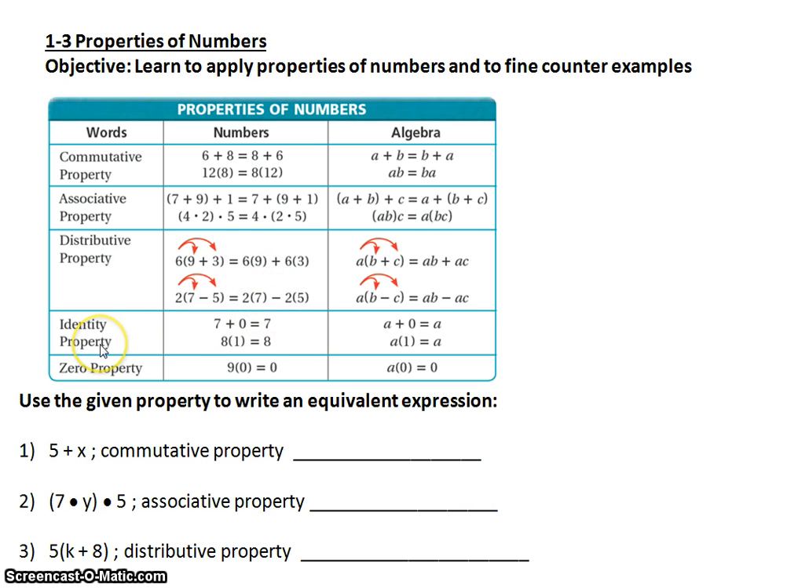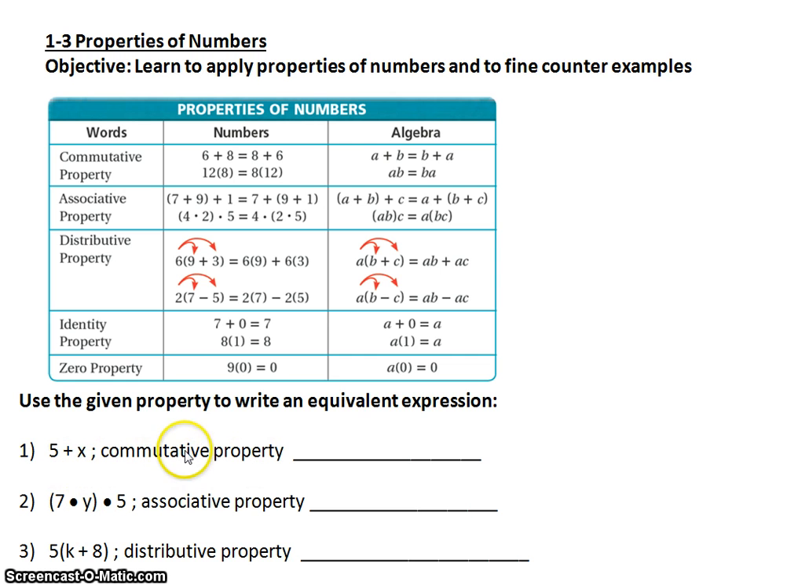The identity property. An example would be 7 plus 0 takes it back to 7. 8 times 1 would be 8, back to its identity. So the algebraic example would be a plus 0 equals a, or a times 1 equals a. The zero property would be 9 times 0, as our example would bring it back to 0, or a times 0 would be 0.